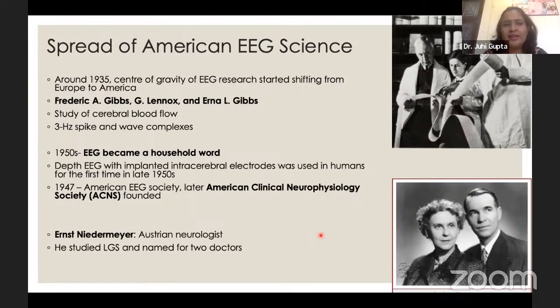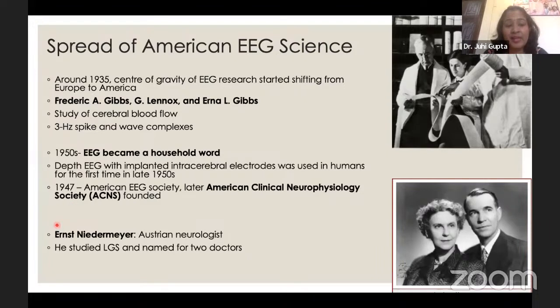After around 20 years, EEG became a household word, so much so that in today's times, when we tell a patient to get an EEG done, most of them are well versed with it. And by 1947, by the time our country was becoming independent, the American Clinical Neurophysiology Society, ACNS, was founded. So this is a society whose guidelines we follow. I'll be talking about these guidelines in my subsequent slides.